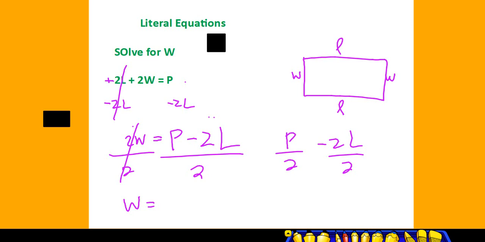What about your negative 2L divided by 2? Can I simplify this portion over here? I can simplify the negative 2 divided by 2, which is negative 1L. But it just so happened that I can't simplify the P term. Since one of the terms cannot be simplified, then you just have to go back here and say that this will be our final answer.